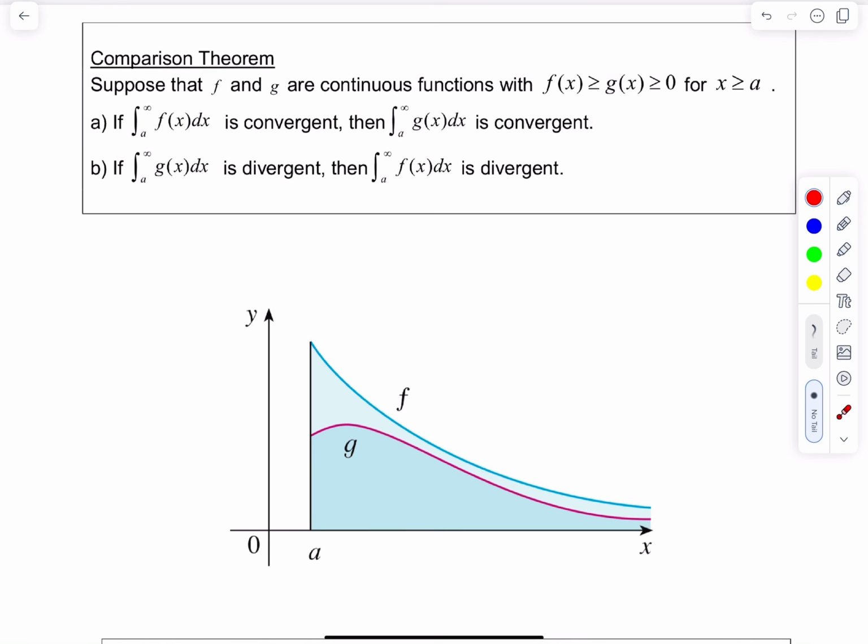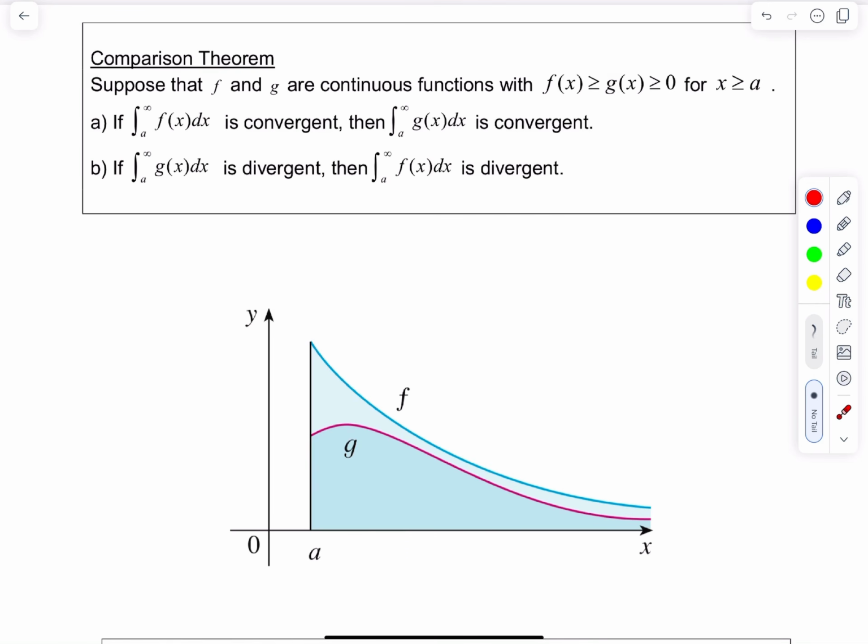And so if you have this other function g of x and it's smaller than f of x on this entire interval, then of course the area under this curve should sum up and approach a finite number as well, right? If I know the area under f approaches a finite number, that integral is convergent, then this one should be too.